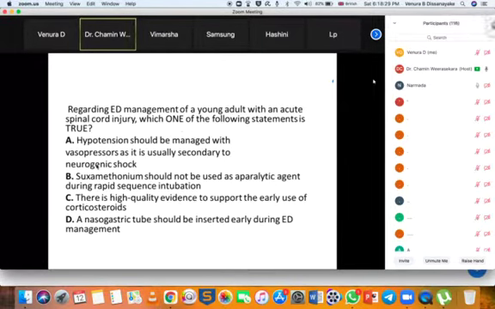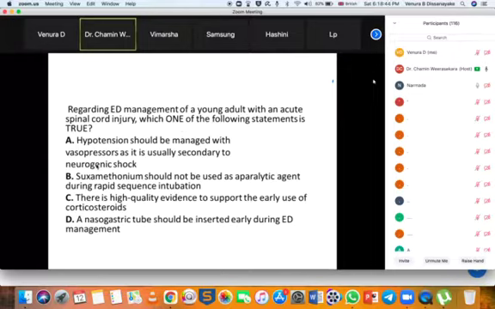There is high quality evidence to support the early use of corticosteroids. Corticosteroids for spinal cord injuries, they have done various trials and they have seen whether there is a mortality benefit, but there has been no clear mortality benefit, and with steroids the infection rate has gone up. So there is no high quality evidence to support the early use of corticosteroids because of that.